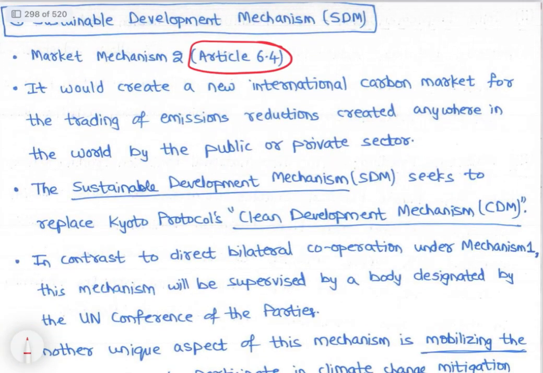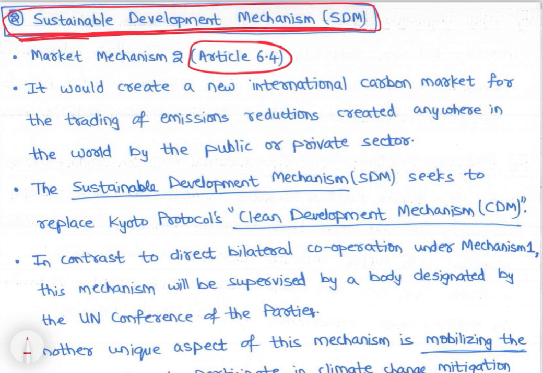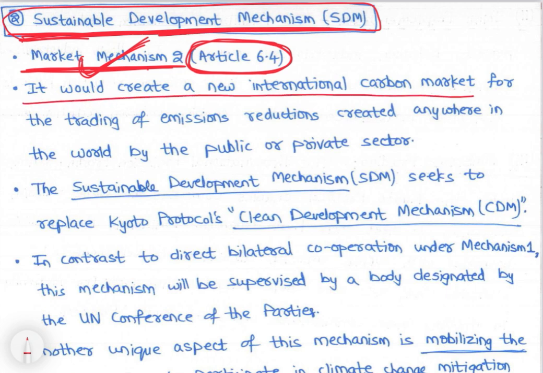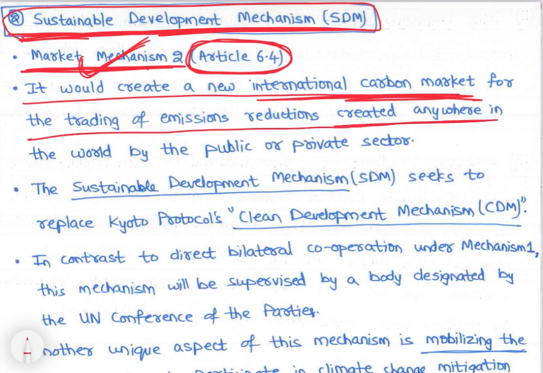Then next is the sustainable development mechanism, right? So this is also a market mechanism, right? So we have discussed three mechanisms, two are market. So first, and this is market, under Article 6.4, right? It is covered under Article 6.4, that is the sustainable development mechanism. It would create a new international carbon market for trading of emission reductions created anywhere in the world by public or private sector, right?